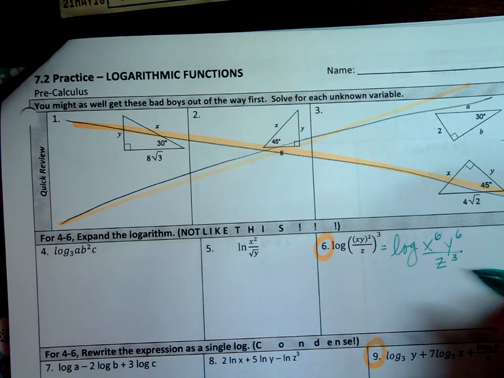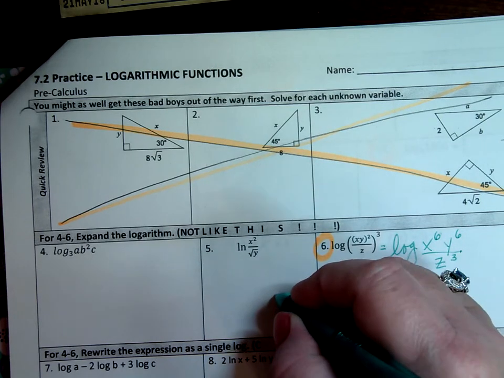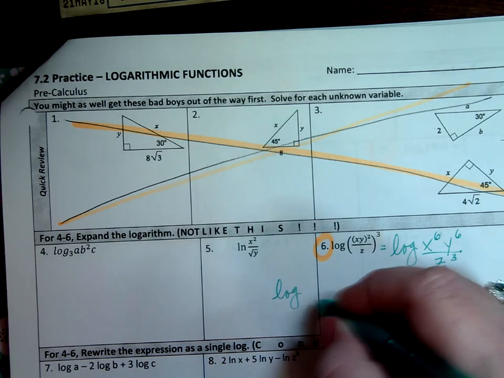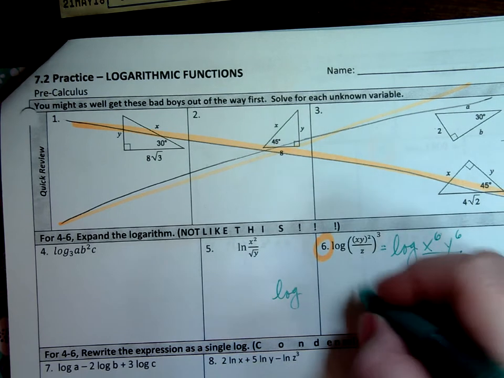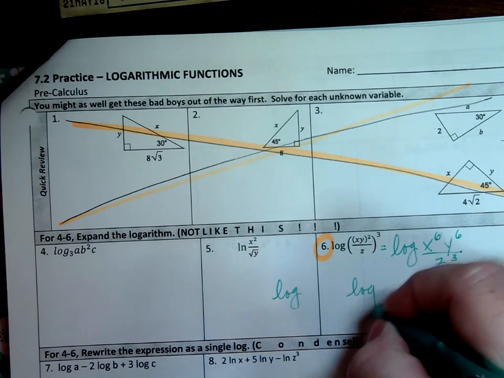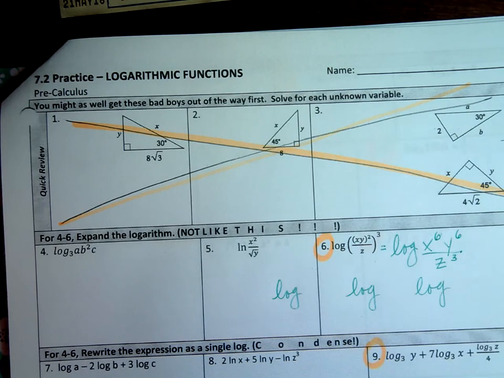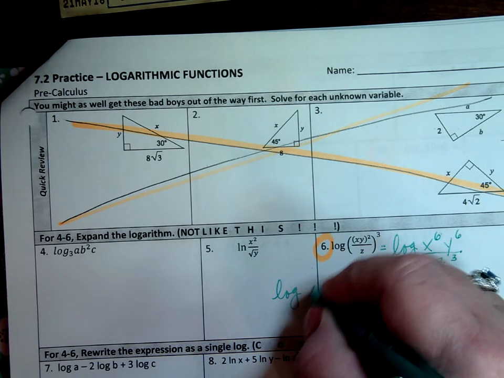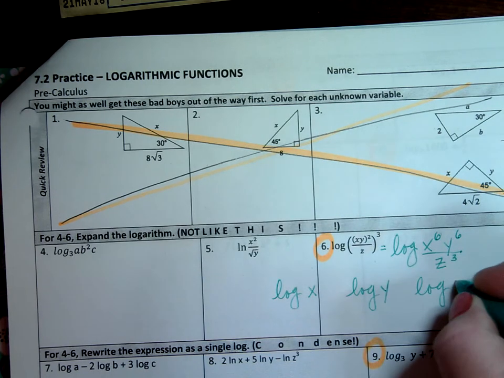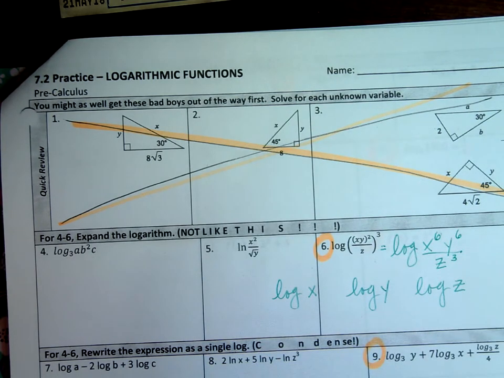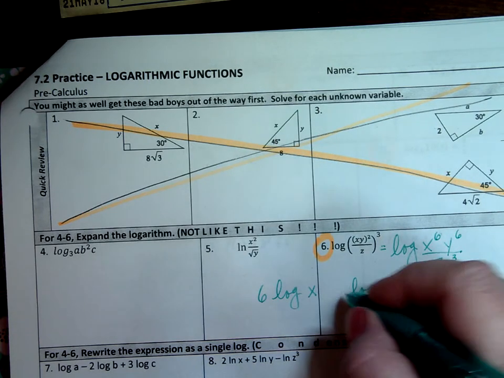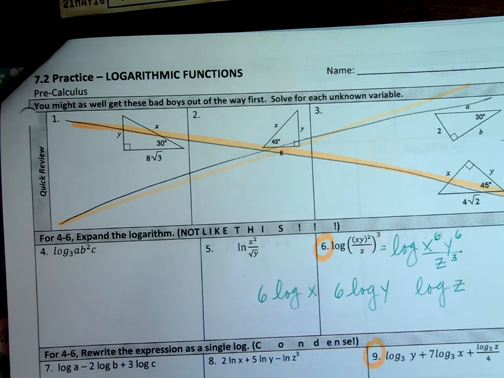I'm going to come in this box so I have enough room. Log, leave a space. By the way, there's no base there. Understood to be 10. Log, leave a space, log. 3 pieces. I have an x piece, a y piece, and a z piece. What's the power on the x? It's a 6, goes in front. What's the power on the y? It's a 6, goes in front. What's the power on the z? It's a 3, goes in front.